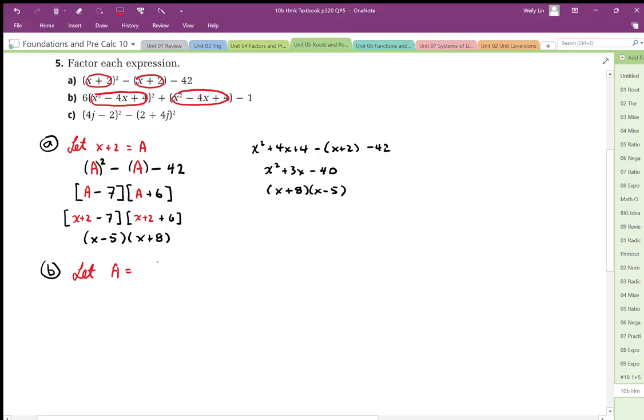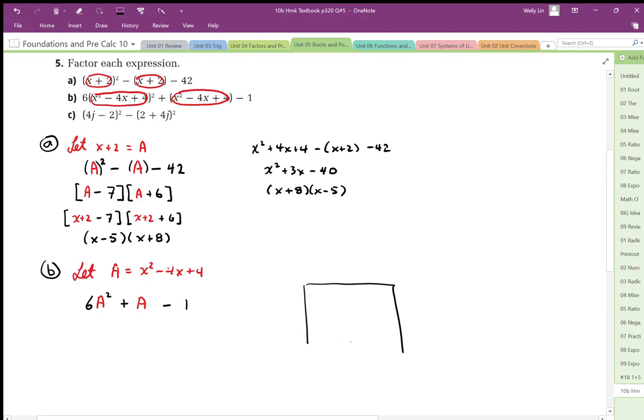So if we do replacement and let x squared minus 4x plus 4 be the a term, we can rewrite this expression in terms of a. So we're going to end up with 6a squared plus a, 1a, minus 1. And then we can factor this based on this expression.